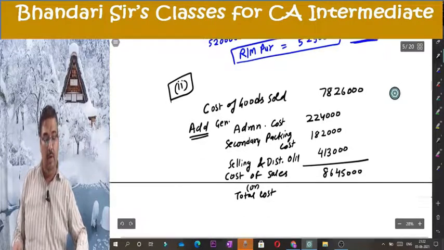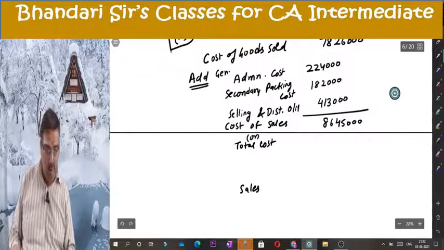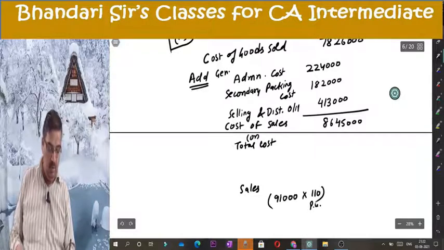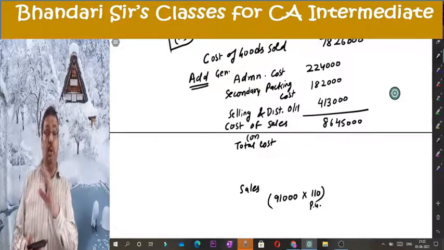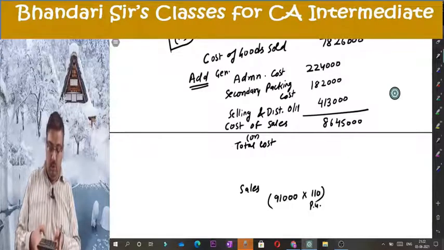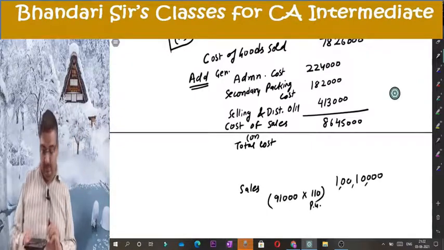Now you are given selling price. So sales I can compute. Sales is 91,000 units multiplied by 110 per unit. Don't try to sell 95,000. 4,000 defective units we have already sold in credit for recoveries. So only 91,000 units will be sold at 110 per unit. It is 1,001 then 4 times 0. 1 crore 10,000 I think.